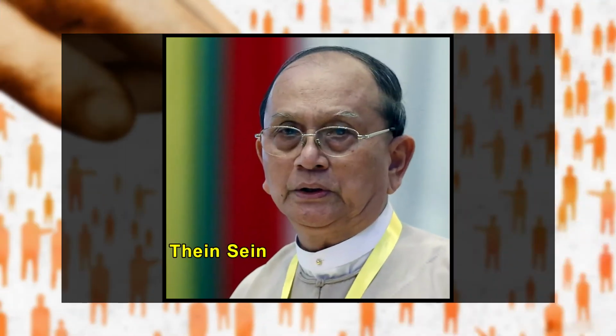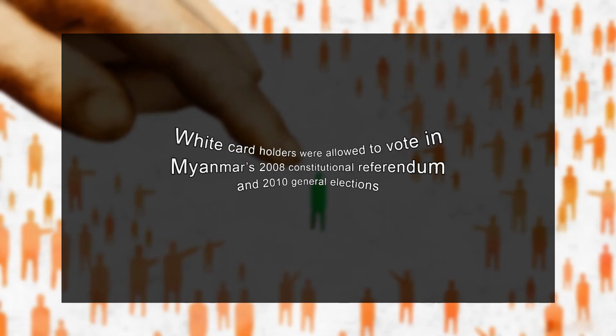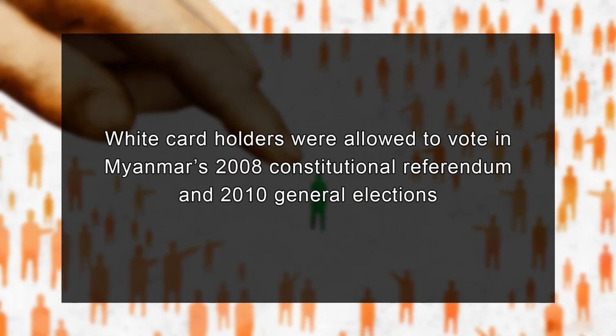Similarly, under the pressure from Buddhist nationalists protesting the Rohingyas' right to vote in the 2015 constitutional referendum, President Thein Sein cancelled the temporary identity cards in February 2015, effectively revoking their newly gained right to vote. White card holders were allowed to vote in Myanmar in the 2008 constitutional referendum and 2010 general elections.